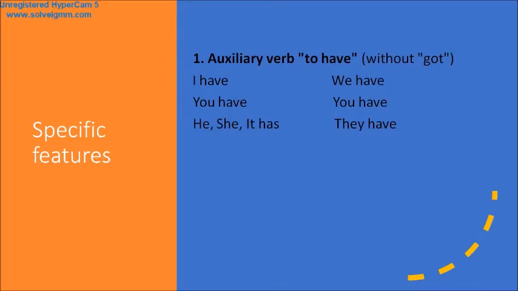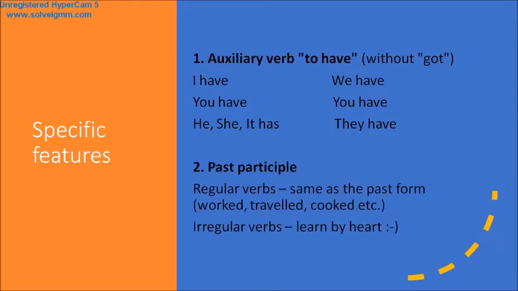Now, the past participle. What is it? The past participle of a verb is one of two past forms. For regular verbs, the form is exactly the same as the form of the past, such as walked, traveled, cooked, and so on. For irregular verbs, you unfortunately have to learn the forms by heart.